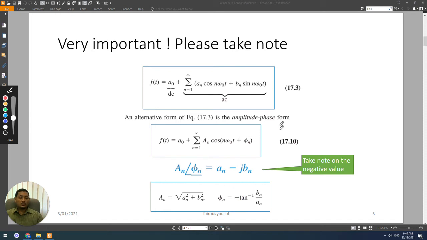So this is important because we need this in order to analyze the circuit. In order to analyze the circuit, we have to use the Fourier series represented in amplitude-phase form.